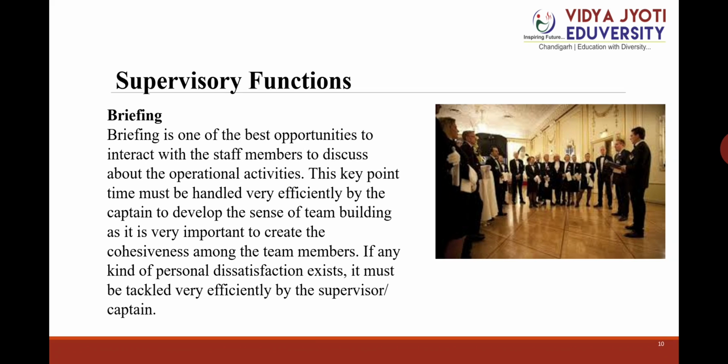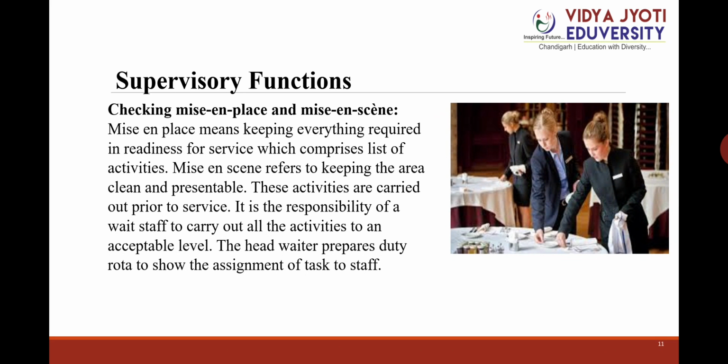Also, briefing is one of the best opportunities to interact with the staff members to discuss the operational activities. The key points must be handled very efficiently by the captain so as to develop the sense of team building, and it is very important to create cohesiveness among the staff members. If any kind of personal dissatisfaction exists, it must be tackled very efficiently by the supervisor or captain.